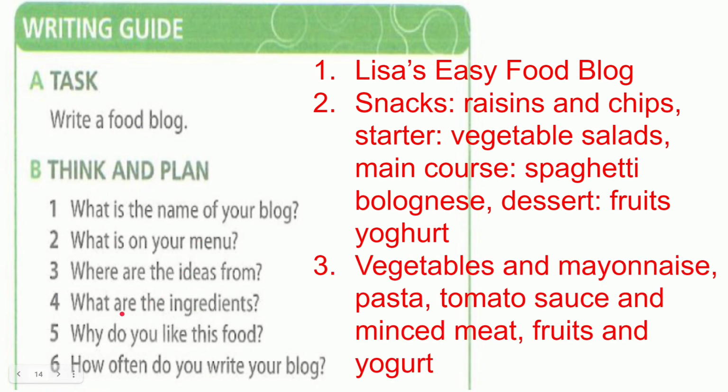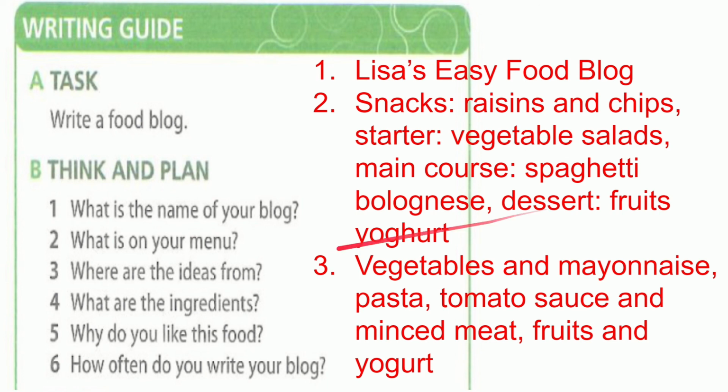Okay, number 4. This one has a mistake over here. This is number 4. What are the ingredients needed for your menu? For just now, we have a few menus over here, right? Maybe we can have vegetables and mayonnaise, pasta, tomato sauce and minced meat, fruits and yogurt for the dessert.